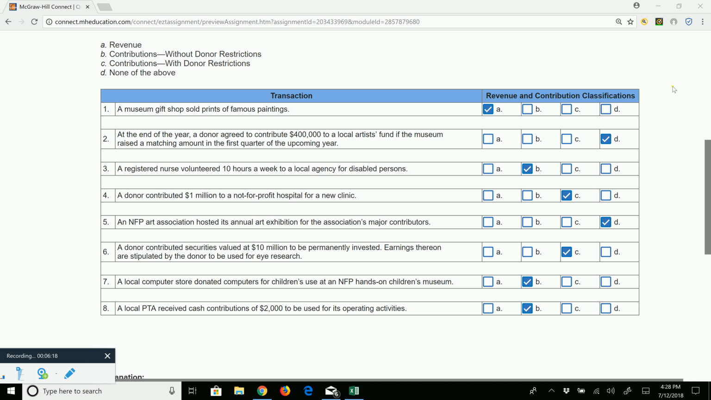So that's unrestricted. And lastly, number 8, a local PTA received cash contributions of $2,000 to be used for its operating activities. So operating activities basically means anything we need. So this is unrestricted or without donor restrictions is the proper terminology for contribution. All right, so that's a kind of a little warm-up exercise.